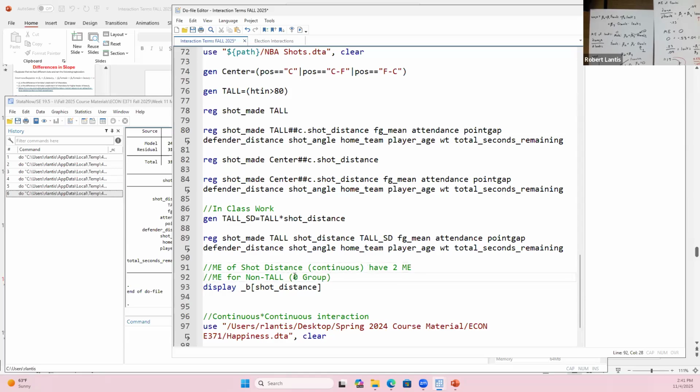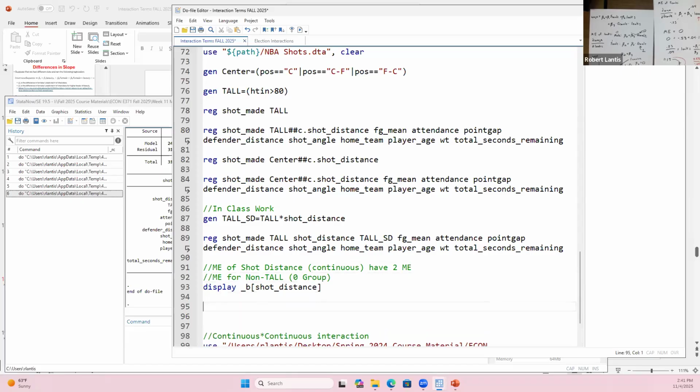One for the 0 group, right? But we're also going to have the marginal effect for the 1 group, or tall players here. Well, what will the marginal effect be for them? It's still going to be that coefficient on the continuous variable, but we're also going to add in now that coefficient of the interaction term, right? Because now when we take a derivative, this is where we can compare this to what we were doing before. So I'll save this for a second.